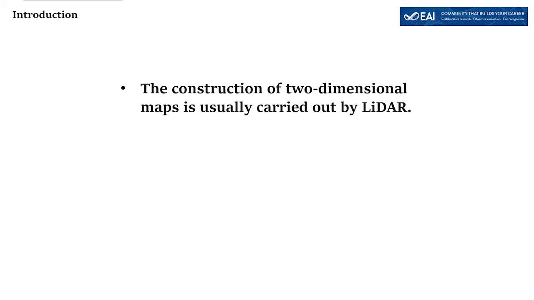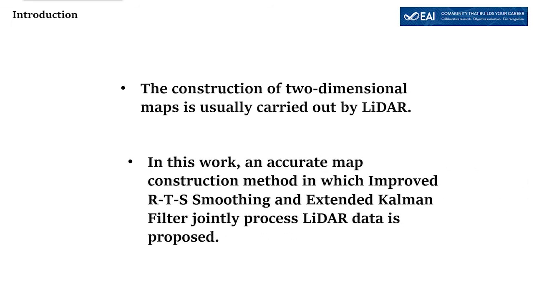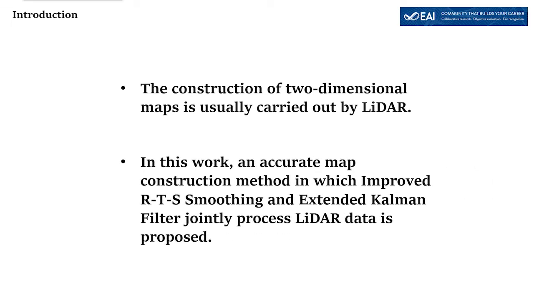The construction of 2D maps is usually carried out by LiDAR. In this work, an accurate map construction method in which improved RTS smoothing and extended Kalman filter jointly process LiDAR data is proposed.